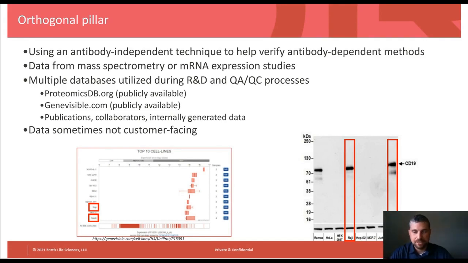So in this particular example, we've got CD19 mRNA expression data from a database called GeneVisible. And you see that I've got two boxes in the bottom left-hand corner. These are boxing in the cell lines for Raji B cells and Dowdy B cells. And you can see on the right, we are getting very strong and specific binding to both of these cell lines. I've got those boxed in red as well. And this would allow us to fulfill this orthogonal pillar during our validation process here.